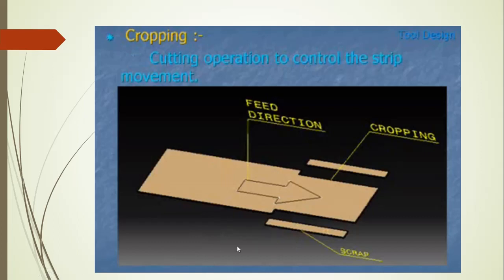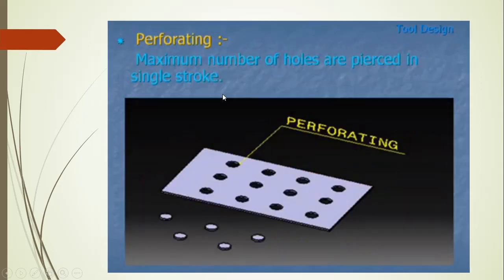At that time, what we are doing over there is cutting the sheet metal in such a fashion that the sheet metal will be stuck due to that cropping operation. That means the pin is fitting over here and here, and that's why its feed movement will be restricted over there, and we are performing whatever operation will be there. It may be a punching or it may be a drawing operation, we are doing it in a proper manner. That means cropping is a cutting operation to control the strip movement of that particular sheet metal.